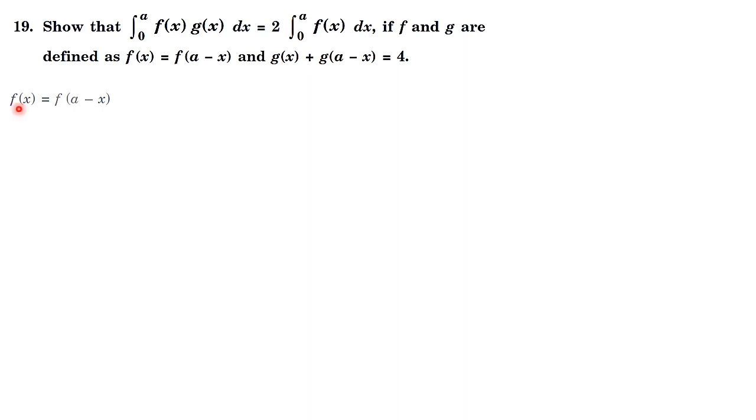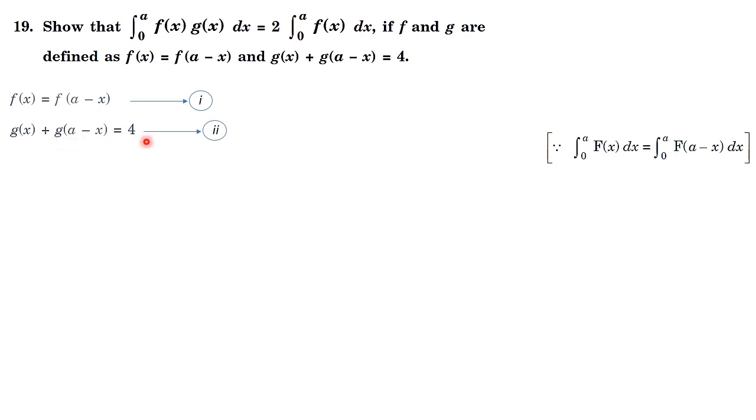So f of x is equal to f of a minus x, this is the first condition given to us. Next is g of x plus g of a minus x is equal to 4, this is the second condition given to us. And let's take the left hand side, integral 0 to a f of x g of x dx is equal to I. Now when we check integral 0 to a, the property we are going to use is integral 0 to a f of x dx is equal to integral 0 to a f of a minus x dx.